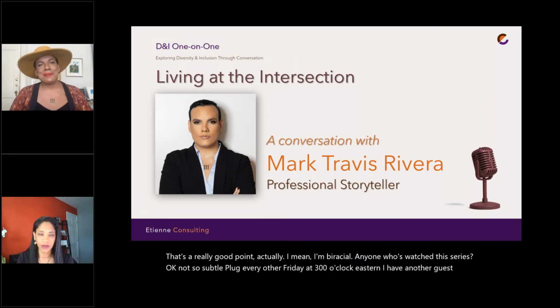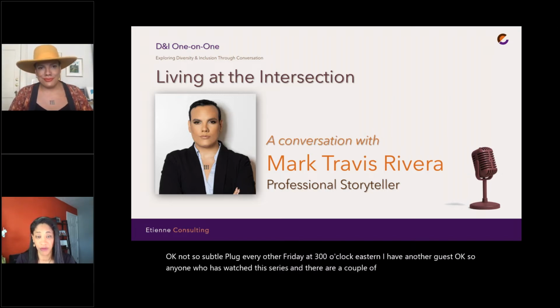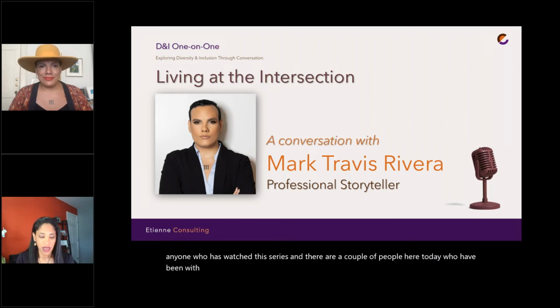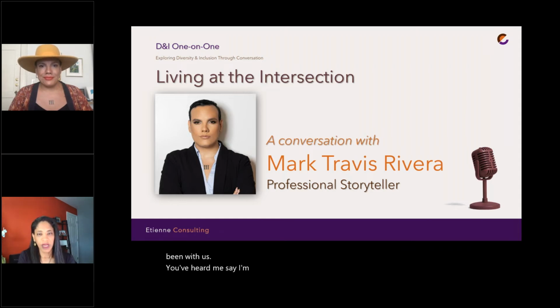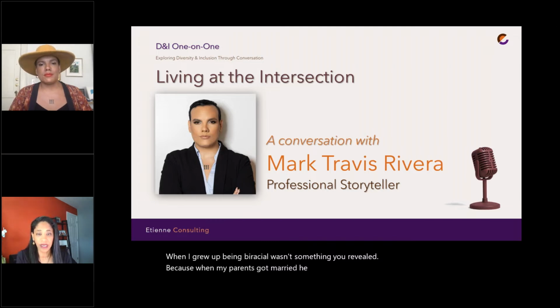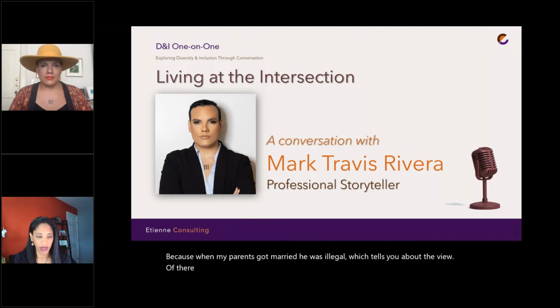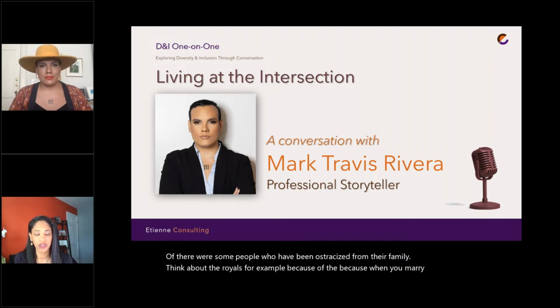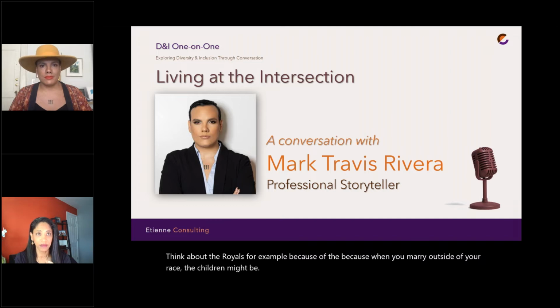Okay, so anyone who has watched this series, and there are a couple people here today who have been with us, you've heard me say my mother's Filipino and my father is black. Well, when I grew up, being biracial wasn't something you revealed because when my parents got married, it was illegal, which tells you about the view. There were some people who have been ostracized from their family. Think about the royals, for example, because when you marry outside of your race, the children might be not deformed, but some form of not right.